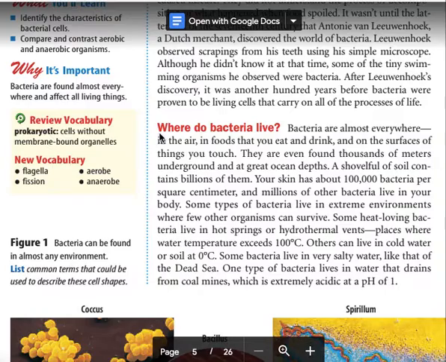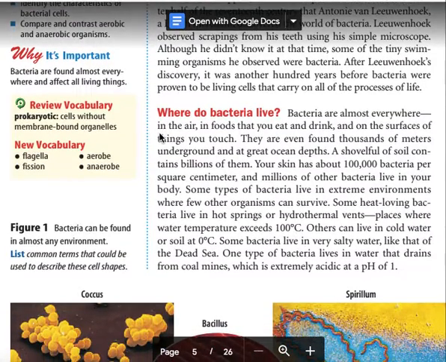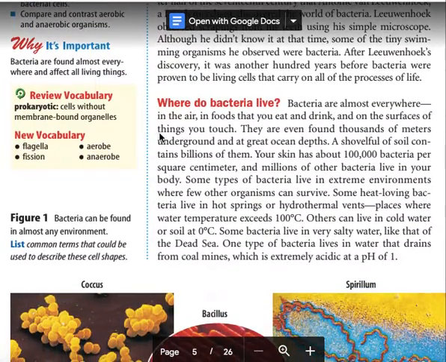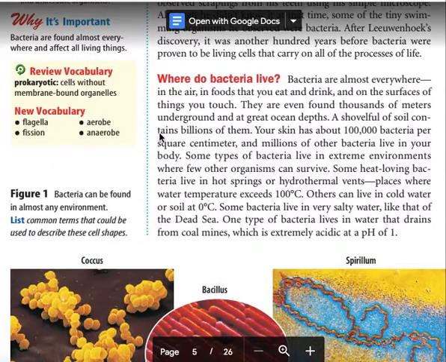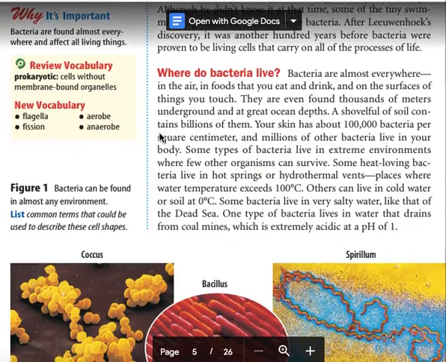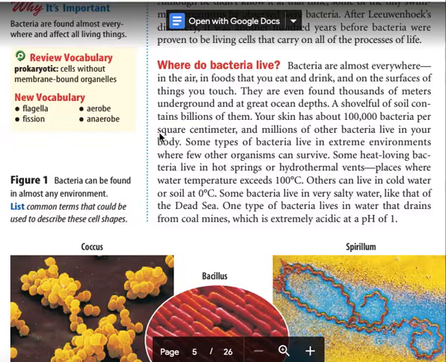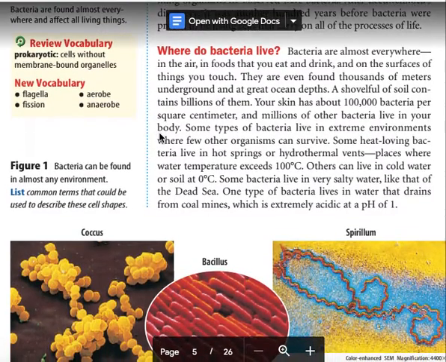Where do bacteria live? Bacteria are almost everywhere: in the air, in foods that you eat and drink, and on the surfaces of things you touch. They are even found thousands of meters underground and at great ocean depths. A shovelful of soil contains billions of them. Your skin has about 100,000 bacteria per square centimeter, and millions of other bacteria live in your body.